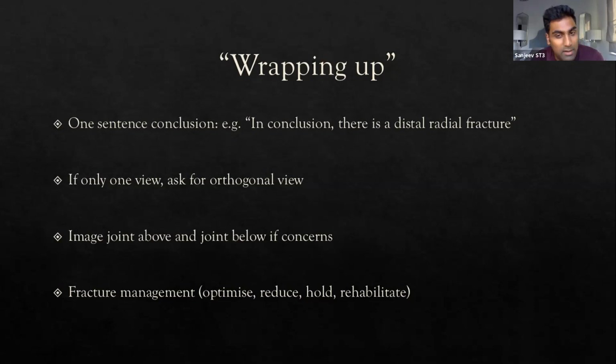So they will probably show you, hopefully, 2 views. But if they have shown you just one view, ask for the orthogonal view. And what I mean by orthogonal is, if they've given you an AP, ask for a lateral. If they've given you a lateral, ask for an AP, okay? Sometimes it's appropriate to ask for the joint above and joint below, and we've got one case where that's appropriate. And then go through your management plan.